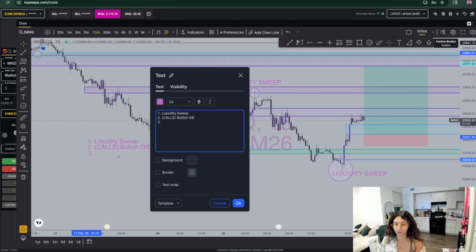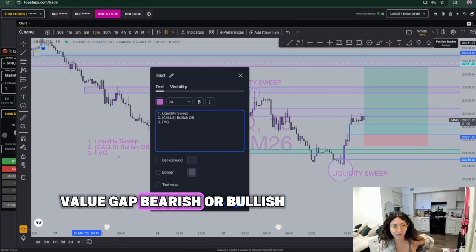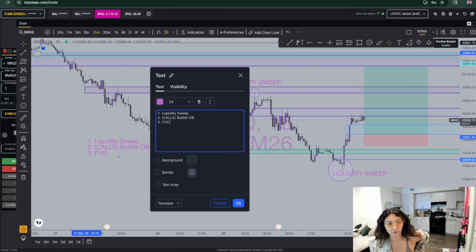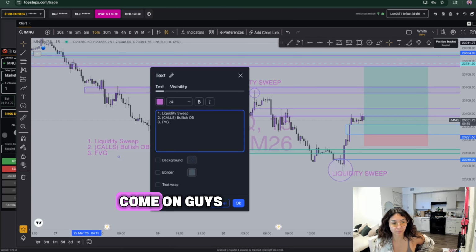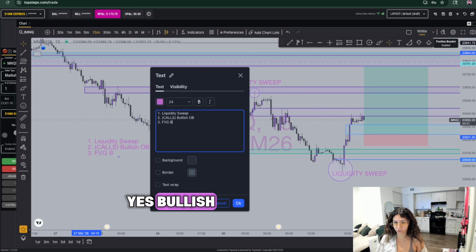Number 3. What do I need? Thank you. Fair value gap. What kind of fair value gap? Bearish or bullish? Come on, guys. Yes, bullish. Thank you.